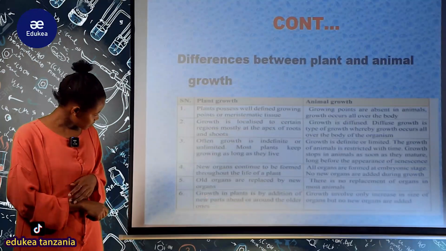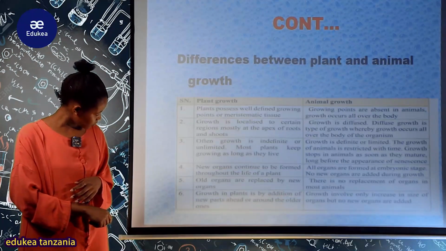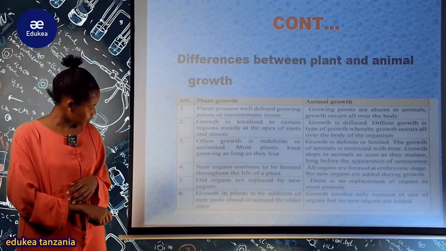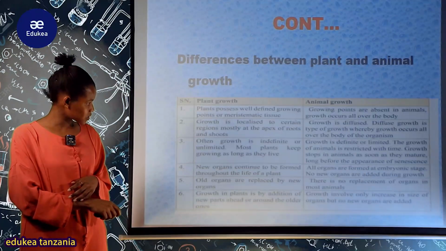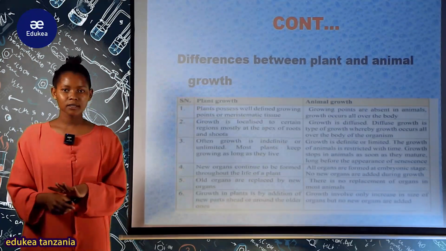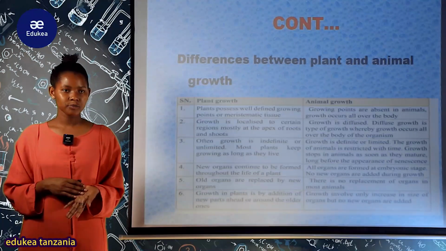That is the difference. Another difference, growth in a plant is by addition of new parts ahead or around the older one, but growth in animals is only increase in size of organ. That is the final difference between plants and animals.